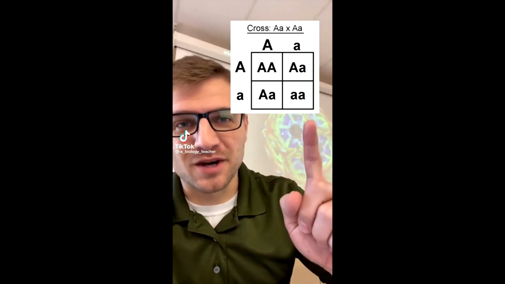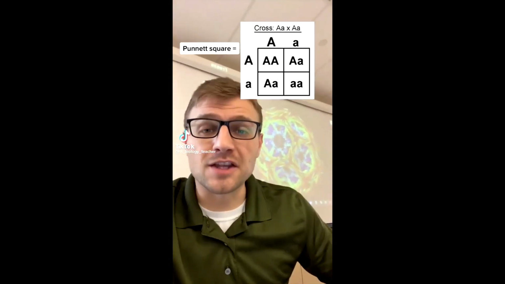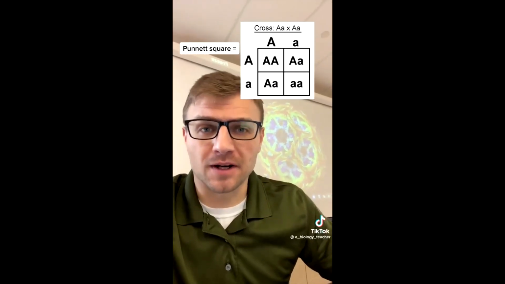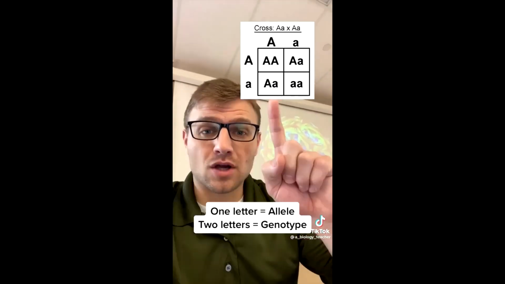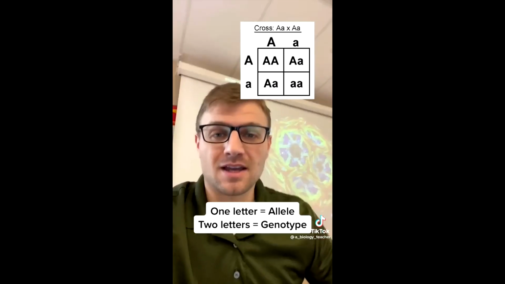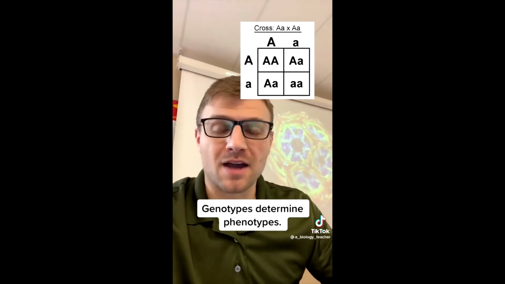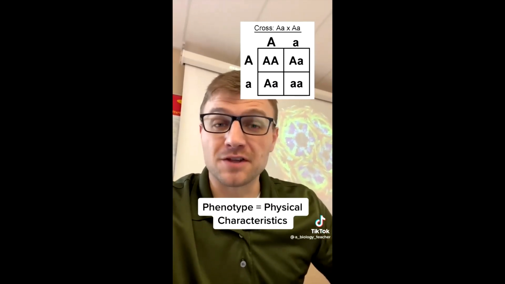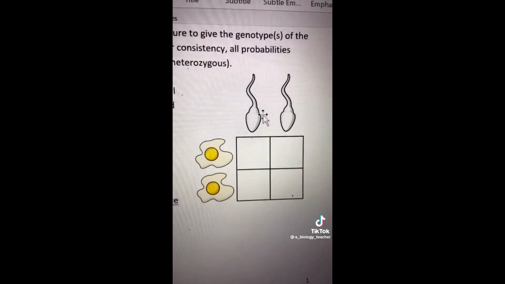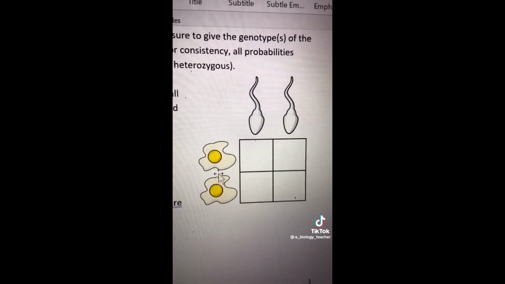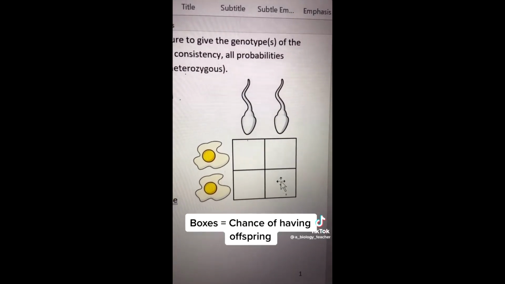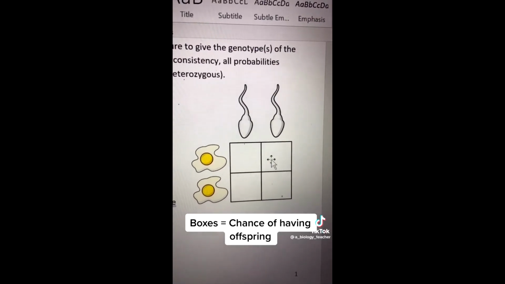Let's talk about Punnett squares. We use Punnett squares in genetics to find the chance of two organisms having certain offspring. Each letter is considered an allele. Two letters combined represent a genotype. These genotypes will determine the phenotype of the offspring. The phenotype is just the physical characteristics. Think of those letters as being alleles in the sperm or the egg. These boxes represent the offspring, or at least the chance of having that offspring.